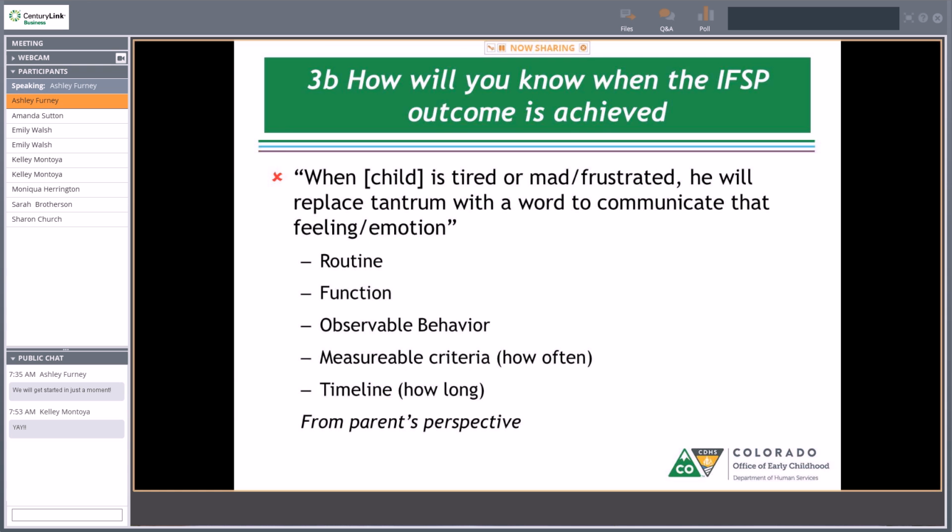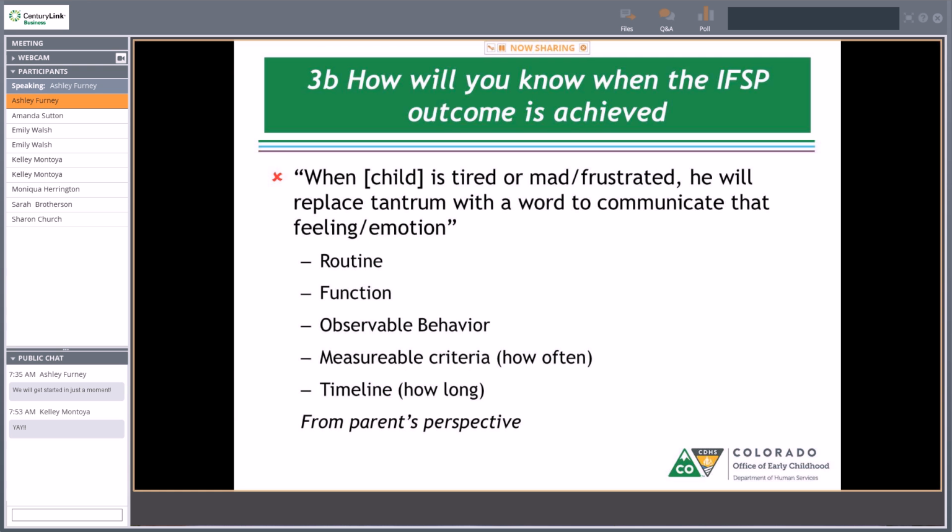You can either yell it out or type it in, but we're looking for this one. How do we build that routine in, and what routine? So bedtime. Yay, bedtime. Great. And then next we want to consider the intention or the function of the outcome.